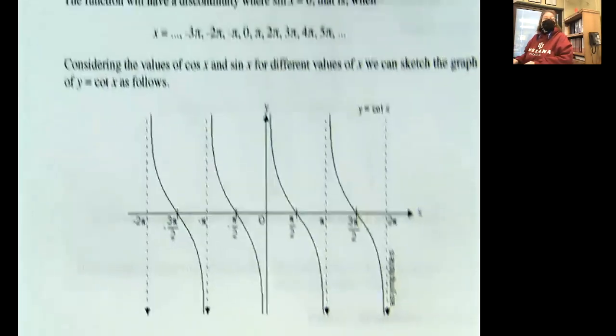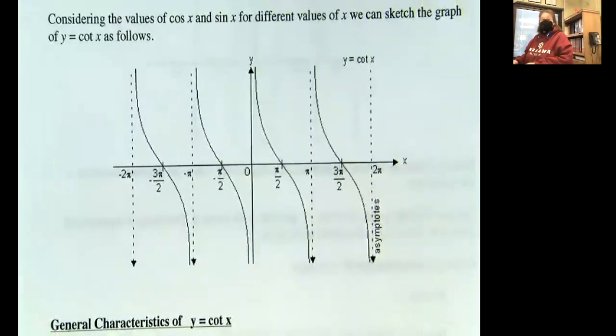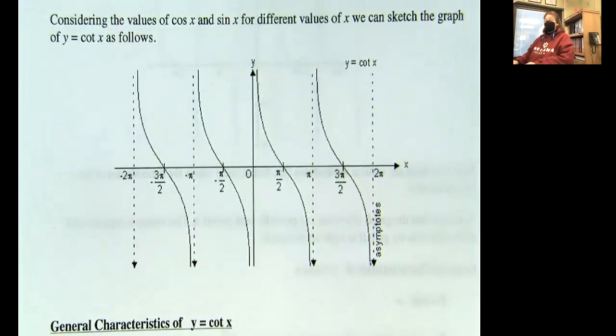Now this is a picture of the cotangent graph. Same thing, we've got those vertical asymptotes, so those would be the values skipped in the domain. Some of you are just going to go, oh, well, it's just flipped. So yes, it's just flipped, but no, not really.